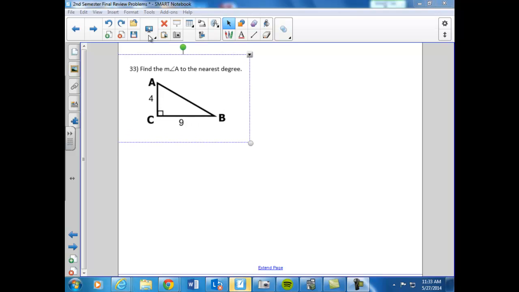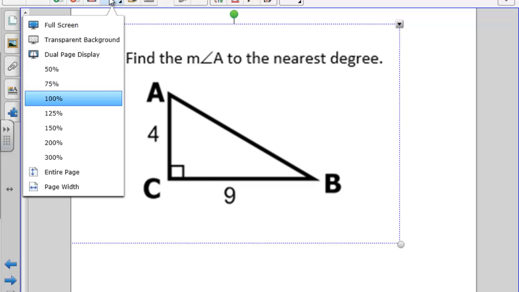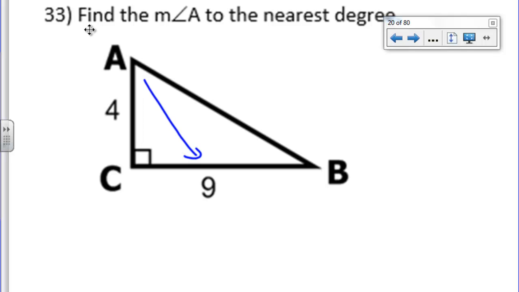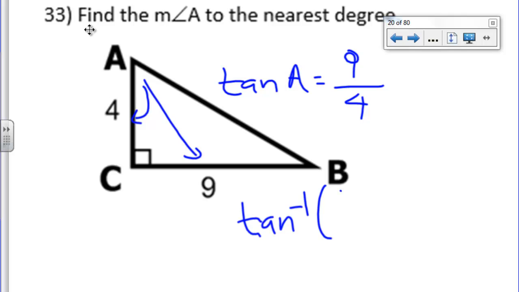Okay, number 33. Find the measurement of A to the nearest degree, which means the nearest whole number. So if you want to find the angle measurement, this is when you have to use your inverse functions. And I'm trying to find the measurement of angle A. So in relationship to angle A, 9 is the opposite, and 4 is my adjacent. So I'm going to say tangent of angle A equals opposite over adjacent. So then you do tangent inverse of 9 divided by 4, and that'll equal the measurement of angle A.